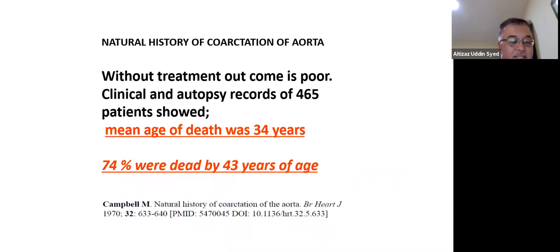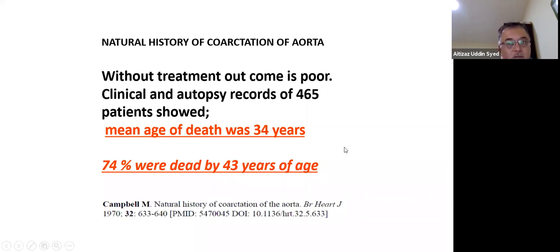Okay, so this is from a paper which I think we are not going to see any more papers like that. It was published in 1970 in the British Heart Journal. This is a natural history paper that is often quoted, that the prognosis without treatment, the outcome is poor. This is a clinical and autopsy record of 465 patients who had coarctation, isolated coarctation we are talking about. Their mean age of death was 34 years. Now, as you know, the mean age of death is not 34 years, it's way beyond it. And actually 74% were dead by 43 years of age.